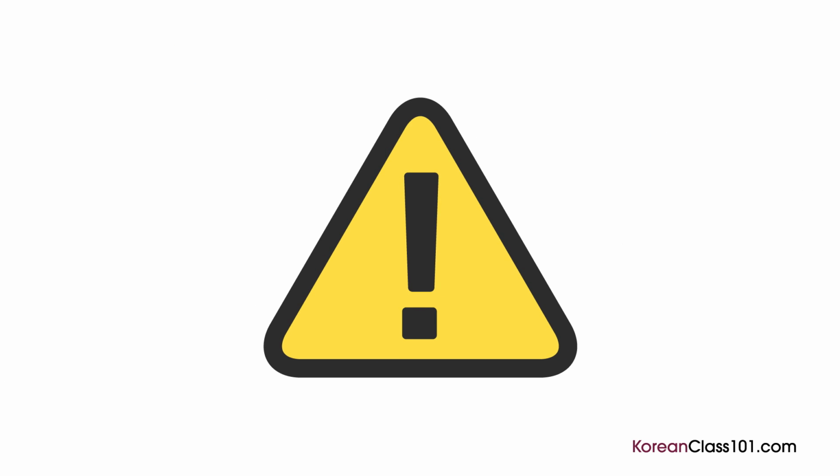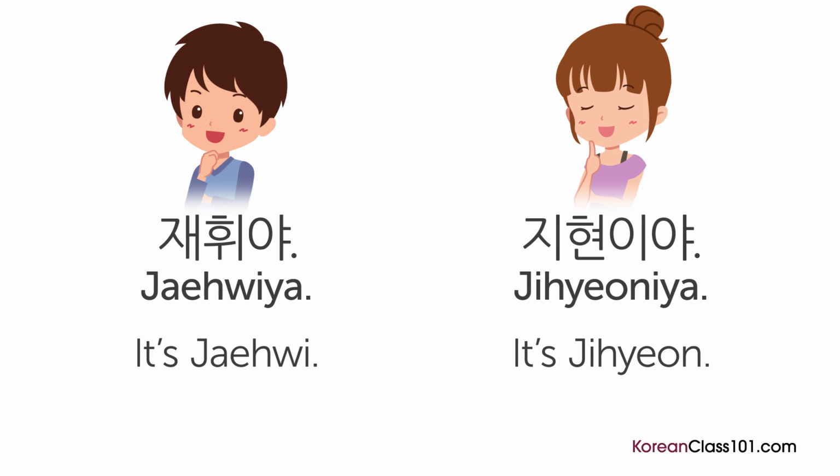The last version is really casual, so be careful when you use it. Again, the ending depends on whether your name ends in a vowel or consonant. With my name, Jae-hwi, I'll use the 야 ending. Therefore, the whole phrase would sound like 제휘야. For the name I mentioned before, 지현, she would use the 이야 ending, so her introduction would sound like 지현이야.